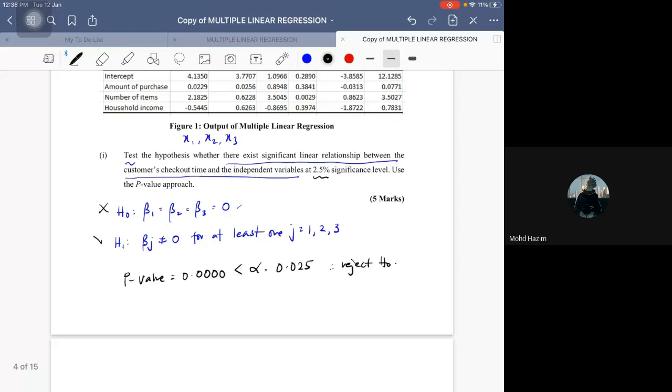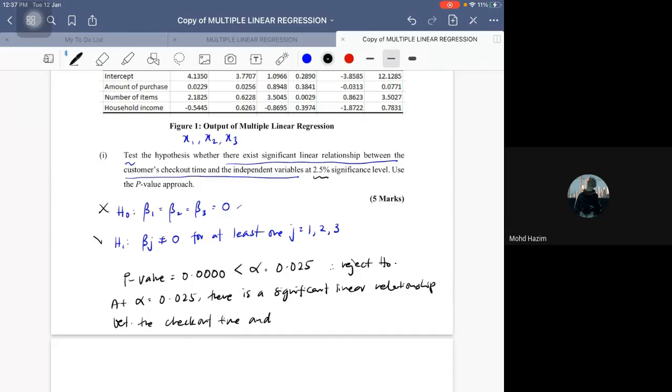The question asks whether there exists a significant linear relationship, and of course there does, because our model is not completely useless. So we're going to say at alpha equals 0.025, there is a significant linear relationship between the checkout time and the independent variables. You just copy down the whole thing.